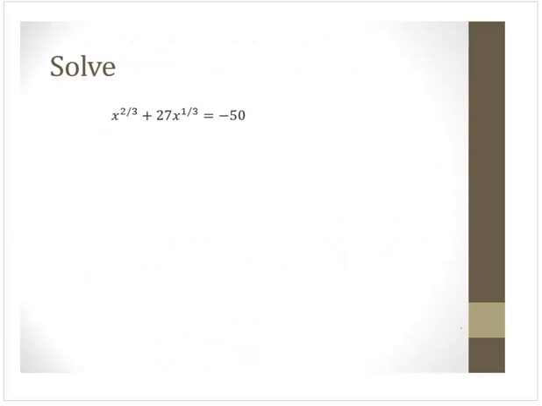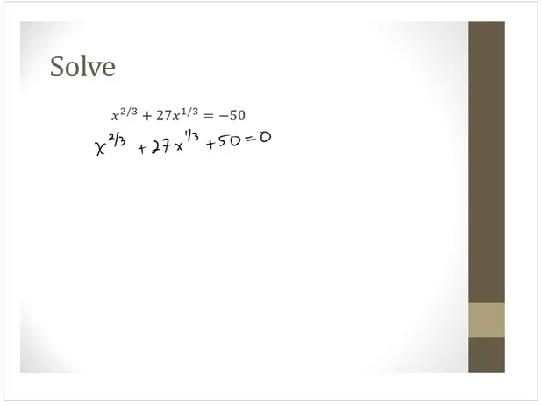Let's see another example. X to the 2/3 plus 27x to the 1/3 is equal to negative 50. So the first thing I'm going to do is write this in a more standard form by adding 50 to both sides. So we have x to the 2/3 plus 27x to the 1/3 plus 50 is 0.